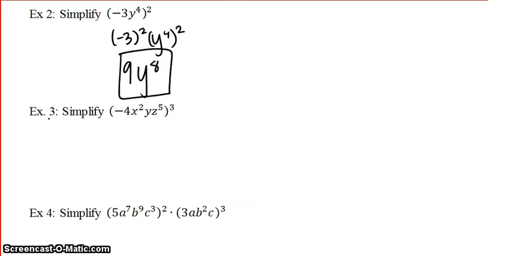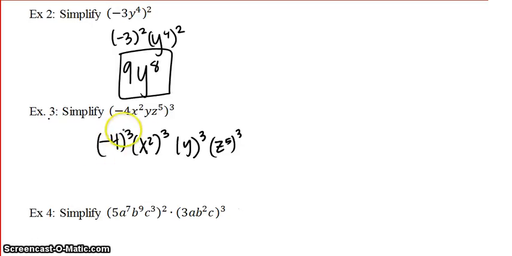Next one, again, take each part that's going to be raised to the 3rd. So we have -4 that's going to be raised to the 3rd power. We have x squared that's going to be raised to the 3rd power. We're going to have y being raised to the 3rd power, and we're going to have z to the 5th being raised to the 3rd power. Okay, so that's like -4 times -4 times -4. Well, I know -4 times -4 is a positive 16, but times another -4, that would be a -64, I believe.